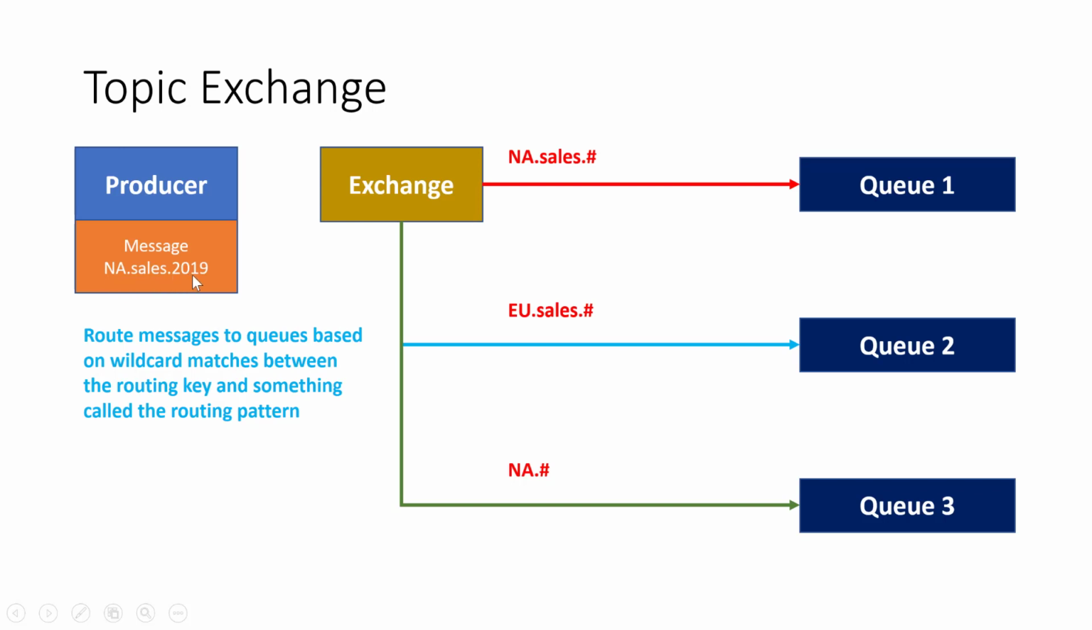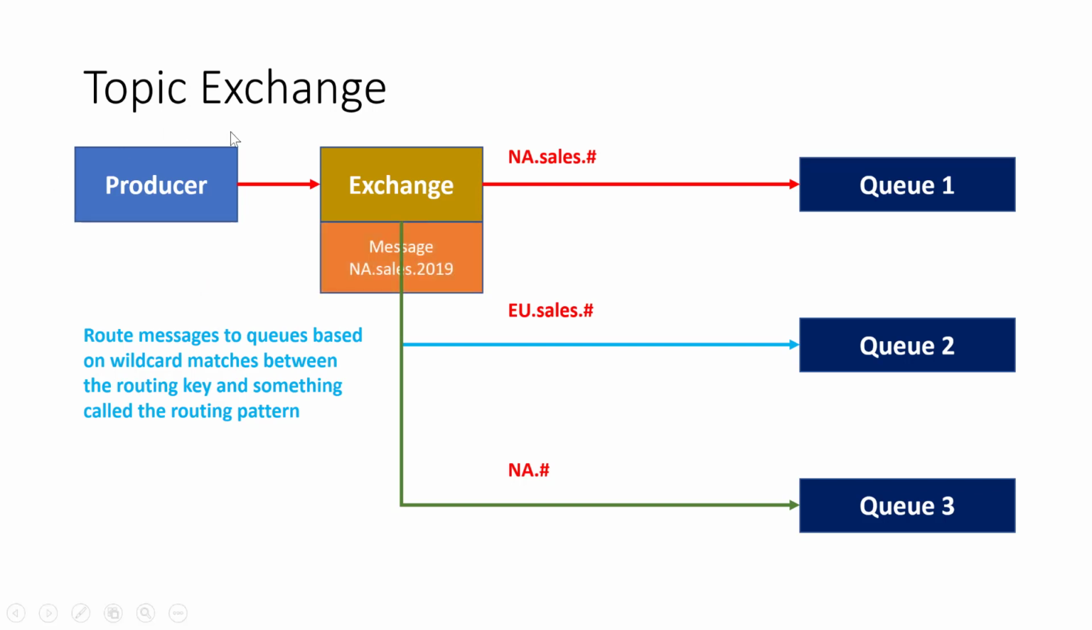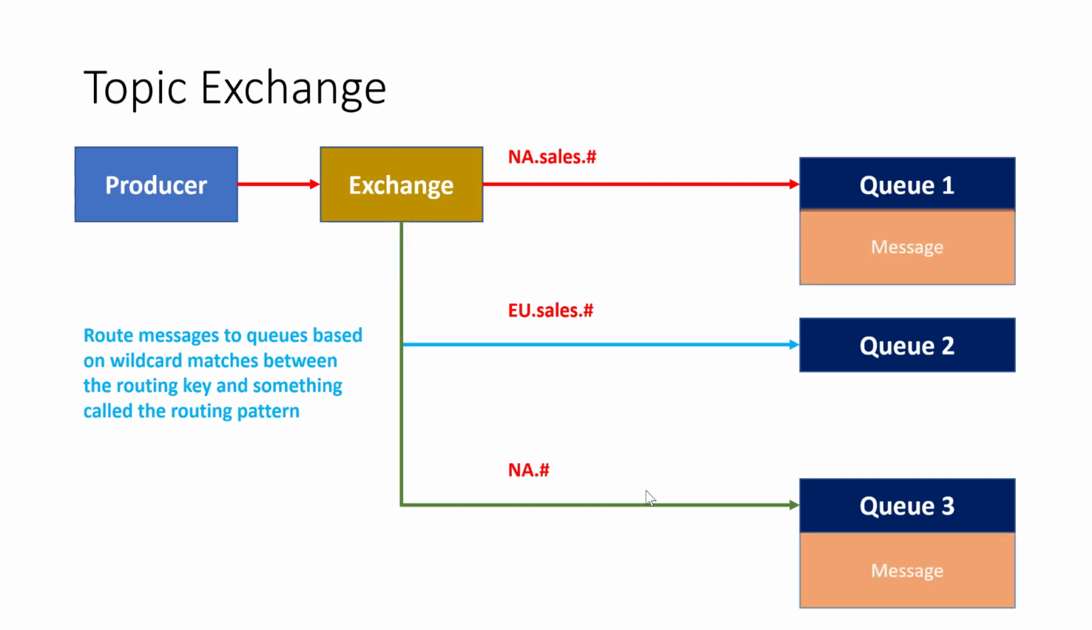So the producer produces this message, and the routing key here is na.sales.2019. So the producer sends it to the exchange, and because this is a topic exchange, it looks at the routing patterns. So here the routing patterns match because na.sales, and then it looks for 0 or more characters, so that matches. So it sends it to Q1. Q2 doesn't match because it starts with EU, and Q3 also matches because it's looking for na.pound. So everything that is na.pound should go to Q3 as well. So the exchange is smart enough to send it to Q1 and also to Q3.